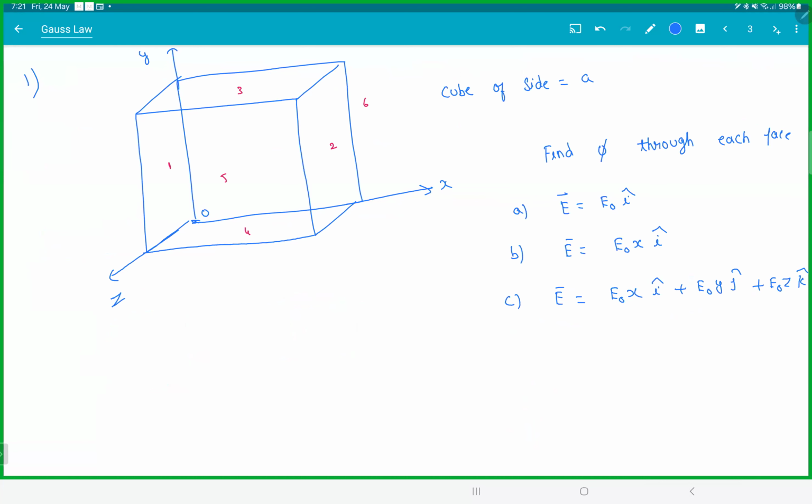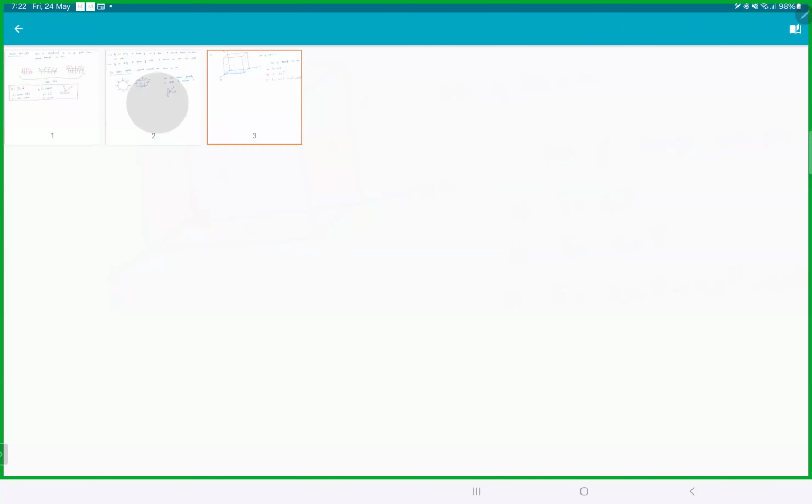There we have a cube of side A. So there are 6 faces: 1, 2, 3, 4, 5, 6. I want the flux through each face. No, Aryan, the sign is also important. Remember E dot A: depending on the area vector, it will be plus or minus. It's a closed figure, right? So the area vectors are defined properly. For closed figures, we take the outward normals as positive.